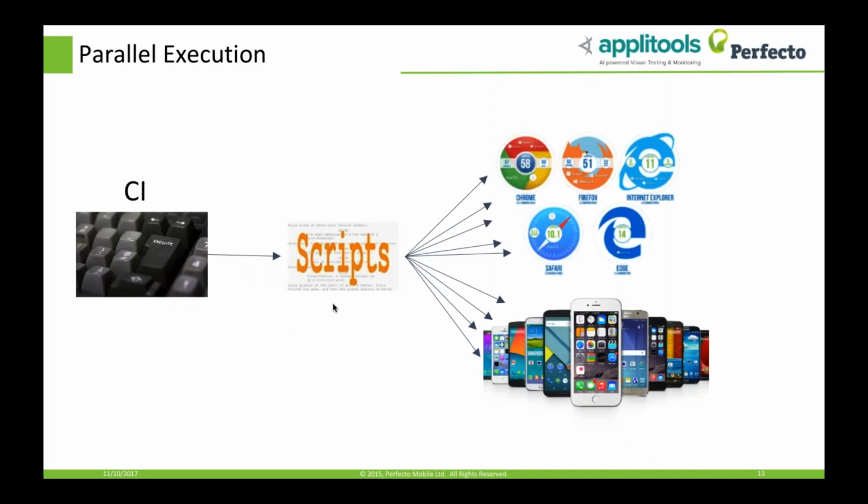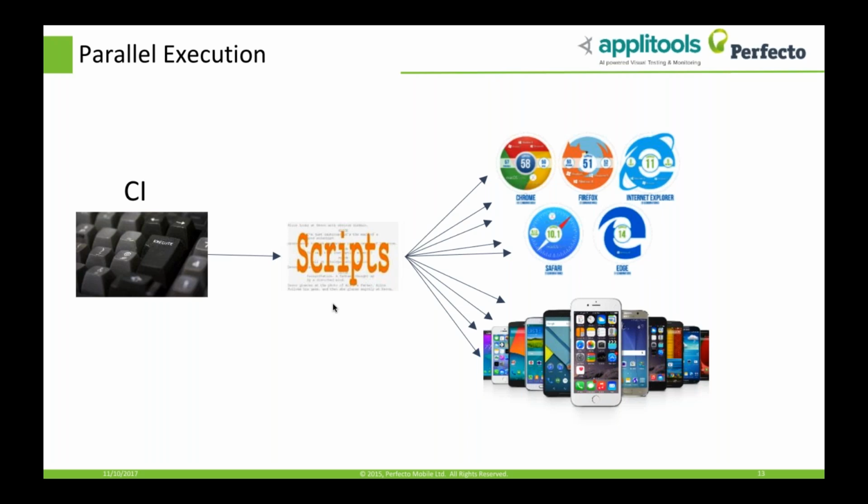Okay, so I will continue and talk a little bit about the parallel execution. How does it work? Think about the following. I have my script. It can be 1 or 10 or 100. The CI process is the trigger. It's going to execute the script. And when I execute the script, let's say I have one script, I want to execute it on all the different devices, or on the different browsers. So the parallel execution means that I want to have one script run on all of my available resources.